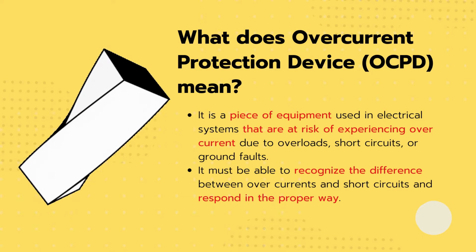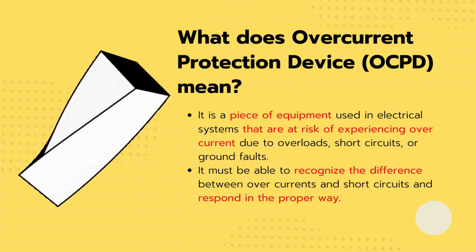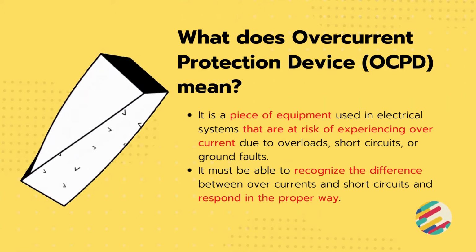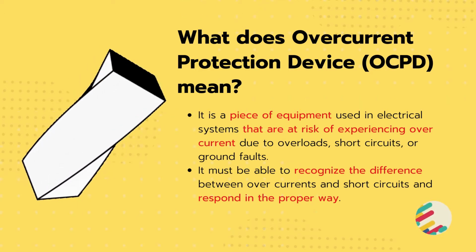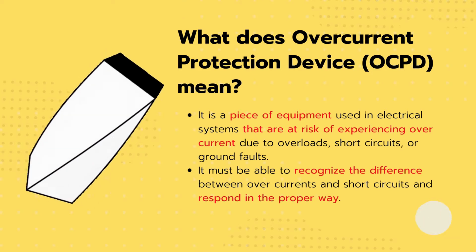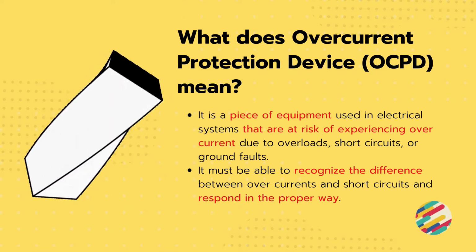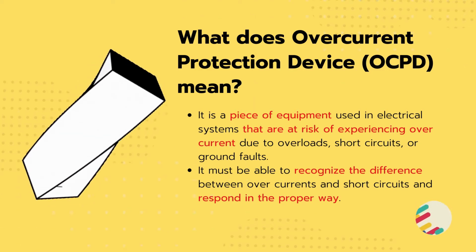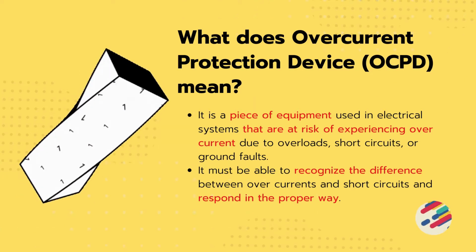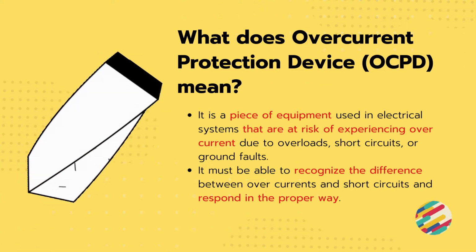What does Overcurrent Protection Device or OCPD mean? An Overcurrent Protection Device or OCPD is a piece of equipment used in electrical systems that are at risk of experiencing overcurrent due to overloads, short circuits, or ground faults. For example, a circuit that is improperly routed through an extension cord with a lower voltage tolerance than the rest of the circuit.